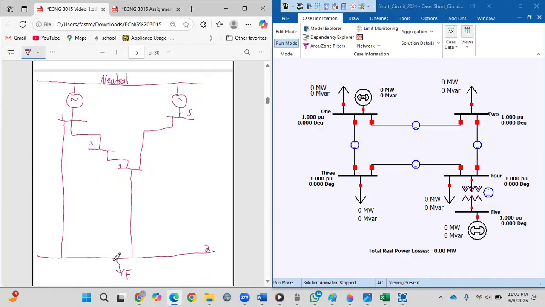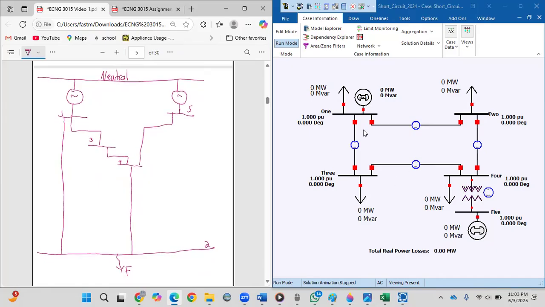So now is where we add in the impedances between them from the diagram, in this case the per unit impedance of the diagram.